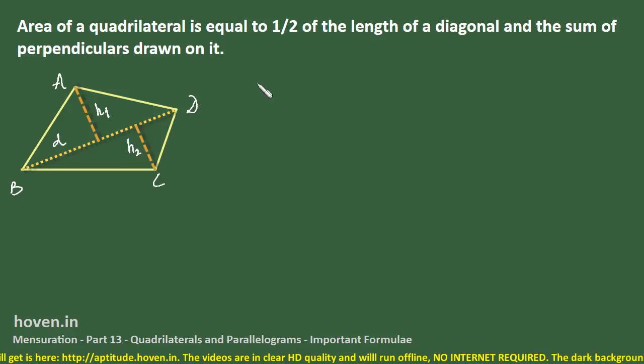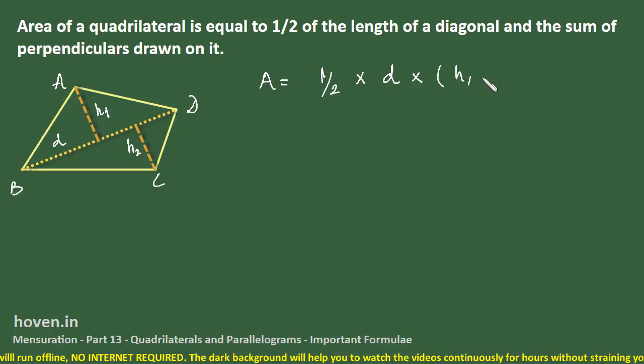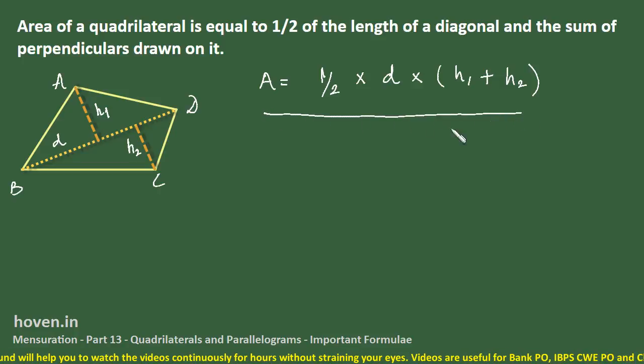the area of this quadrilateral is given by area is equal to half of the length of the diagonal, which is D, into the sum of the heights of the perpendiculars drawn on the diagonal. This is the formula, but it can be proved easily. You can see that this upper triangle is there. Its area is half of base into height. The lower triangle with the same base and height H2, when you add them, this D will come out common, and H1 and H2 will be added to obtain the formula.